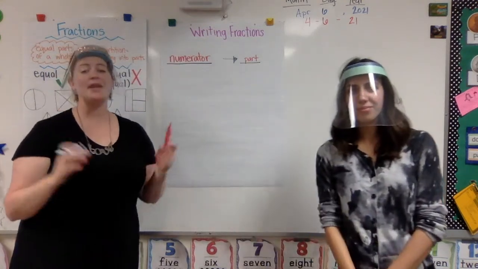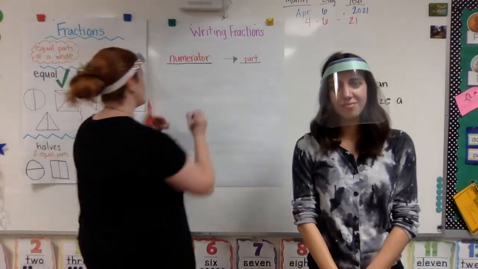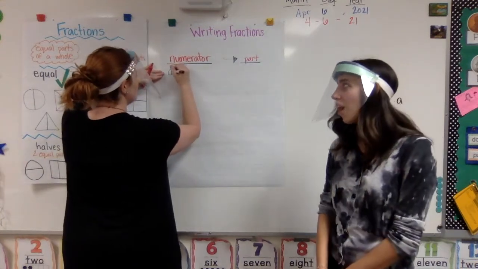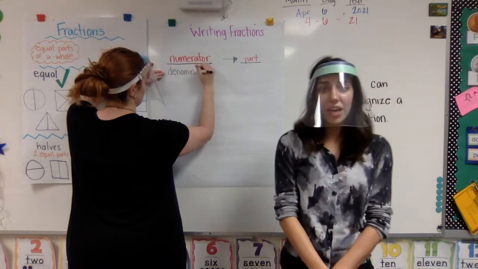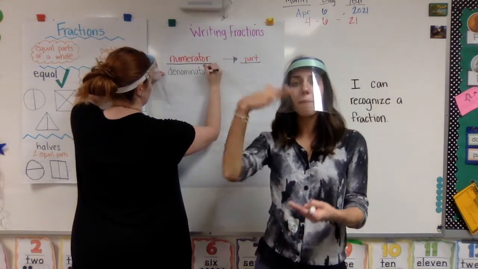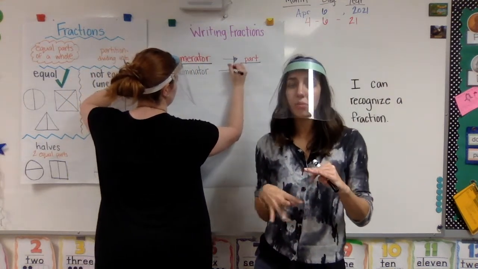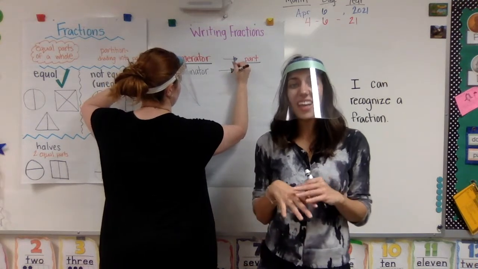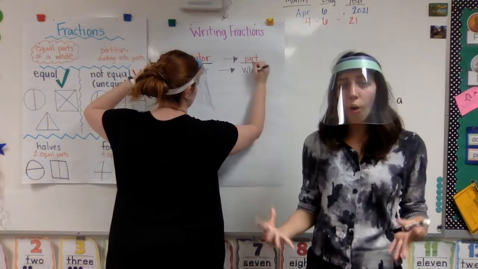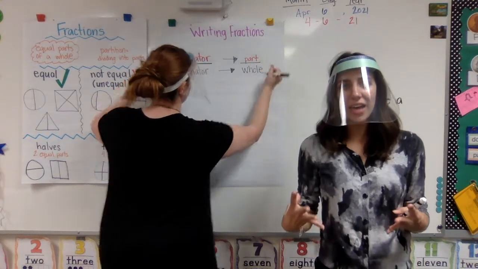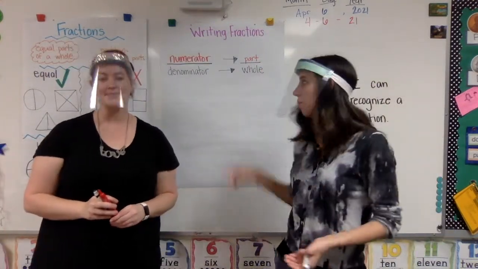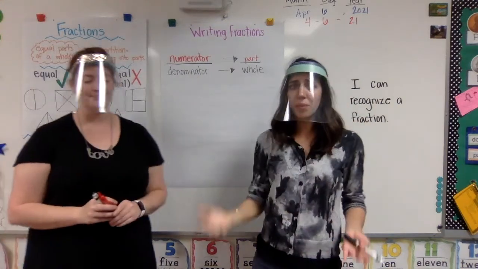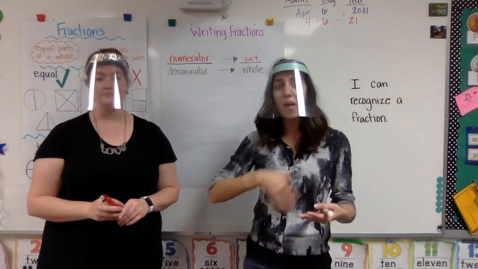That's right. And then the number that we'll always write on the bottom is called the denominator. The denominator is always going to be on the bottom of the fraction when you're writing your fractions. And that stands for the whole piece that you are dividing. So the whole circle or the whole pie would be your denominator. How many pieces you divided the whole into.